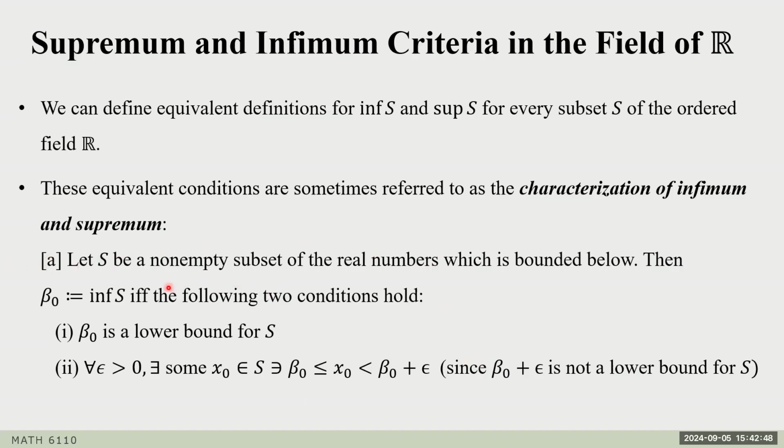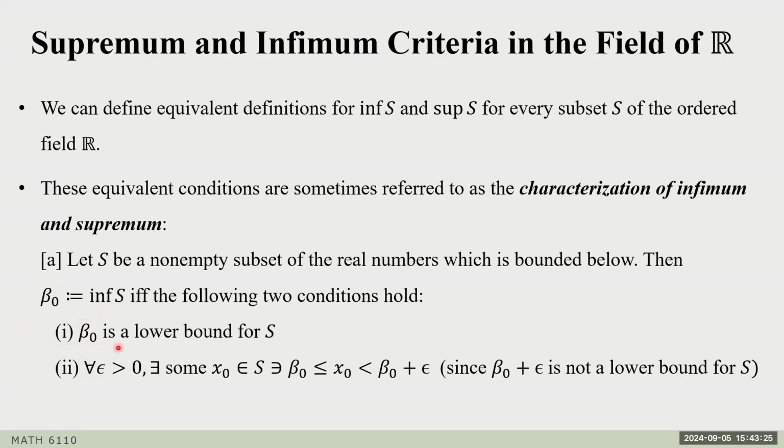So this first one is the characterization for the infimum, and it basically says that beta 0 is the infimum of some set S if and only if the following two conditions hold. So that means these two statements mean the same thing. Beta 0 is the infimum means the same thing as these two conditions. If you want to show something is the infimum, this is one way you could do it. You have to show it satisfies these two conditions.